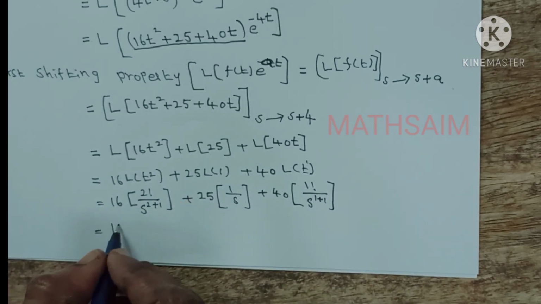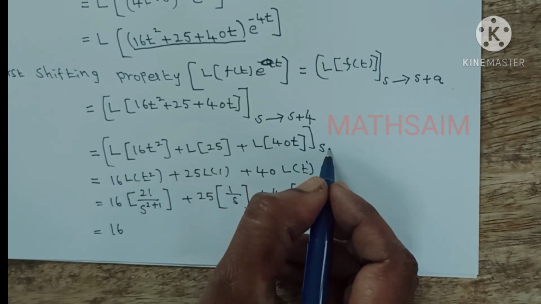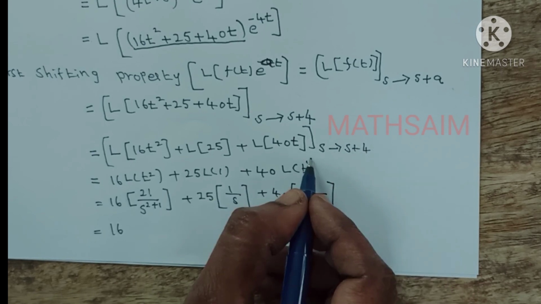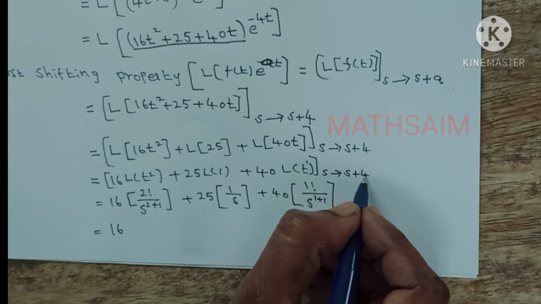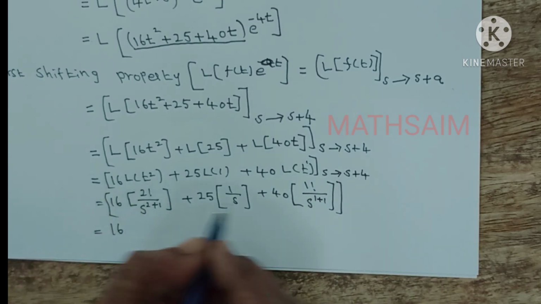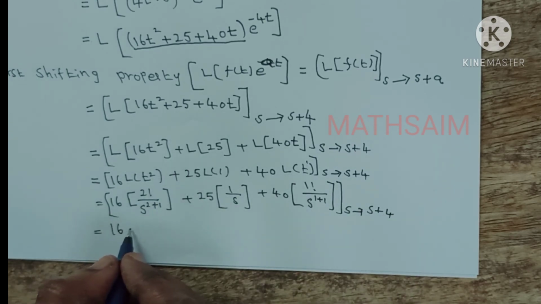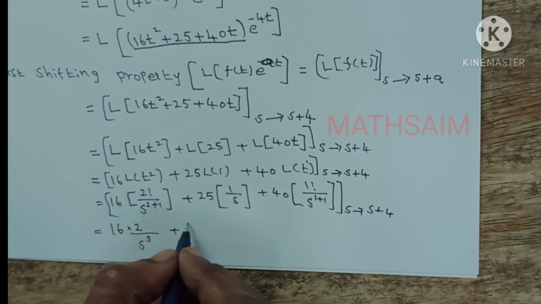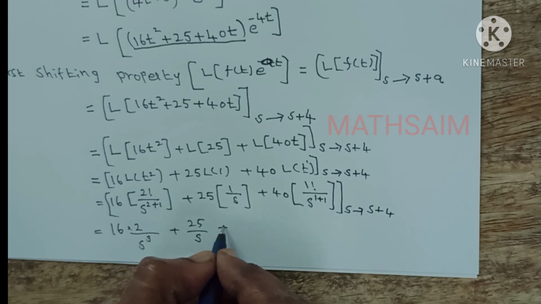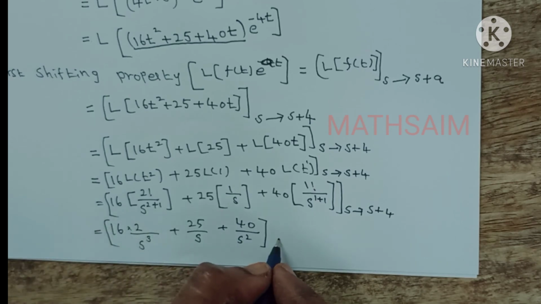This is equal to 16, and here after this Laplace transformation we should replace s by s plus 4, so we should write that also simultaneously when you are evaluating the Laplace transformation of f of t. You should not forget this one: s tends to s plus 4. Now this is 2 divided by s cube plus 25 by s plus 40 divided by s square. In this one we are going to replace s by s plus 4.